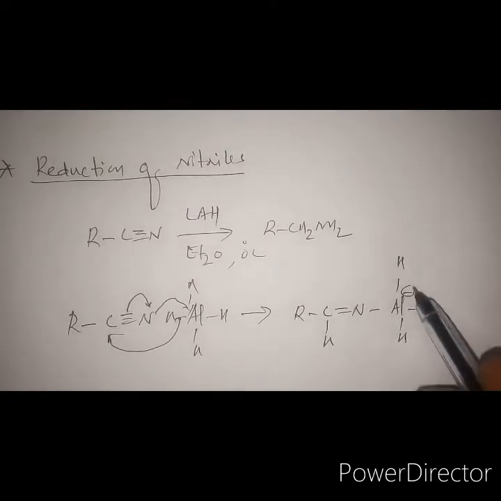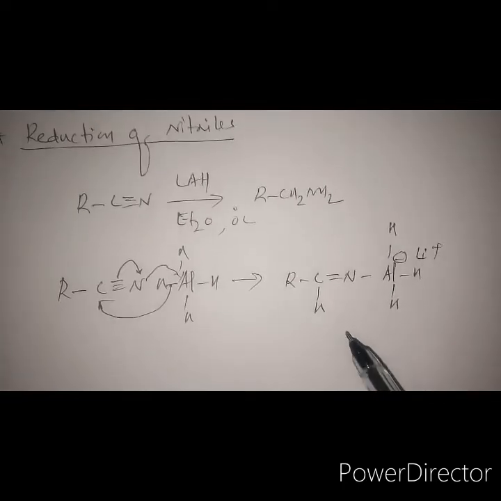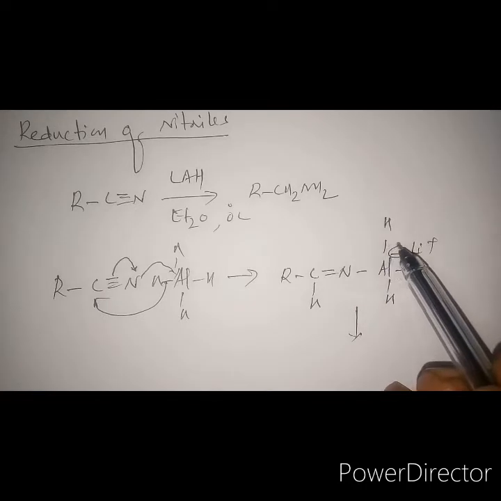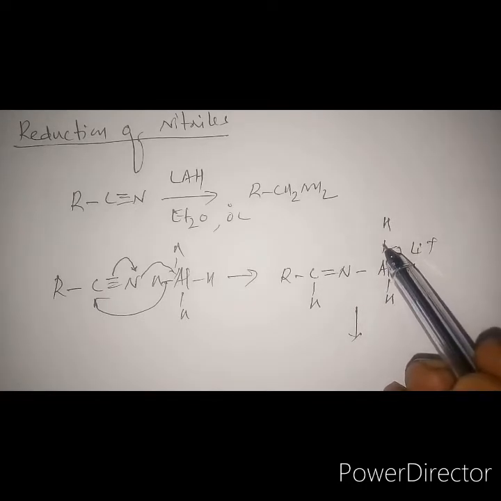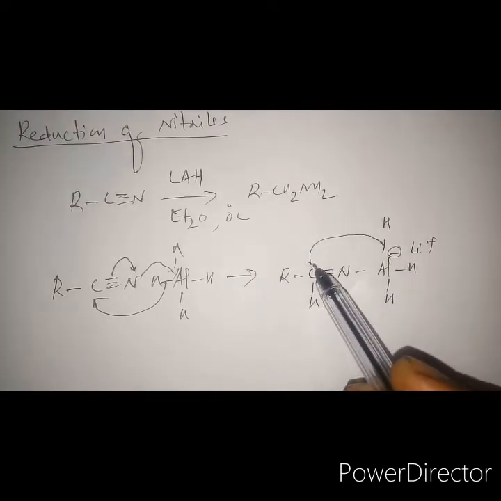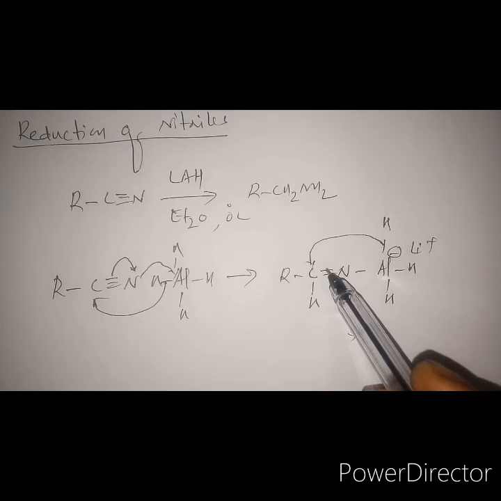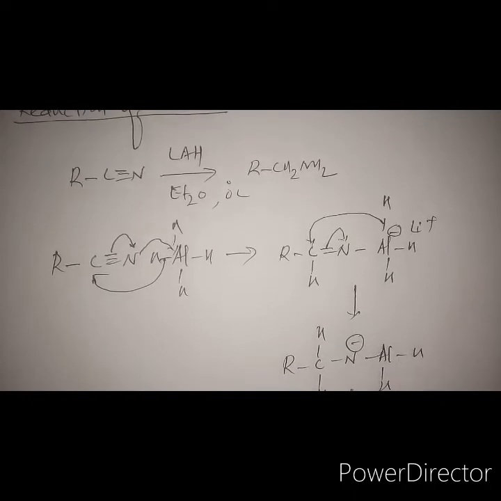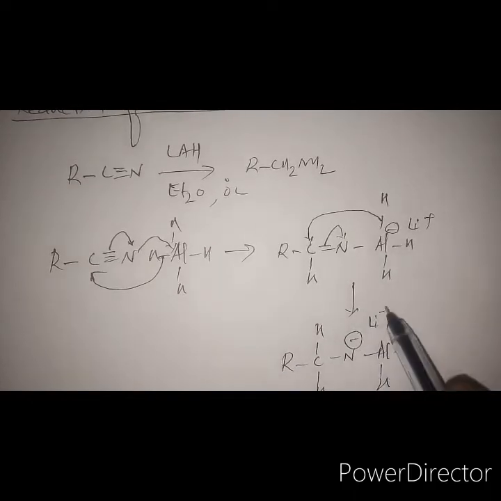So we have this minus and lithium. Now in the next step, this hydride again shifts to carbon and this pi bond will shift out here, so we'll get RCH minus aluminum. So we need two hydrides transferred, now lithium plus.